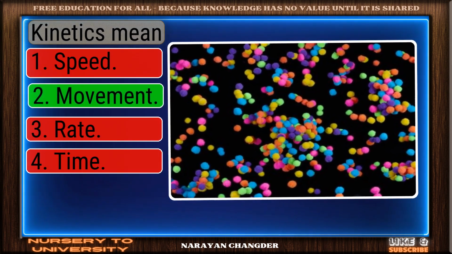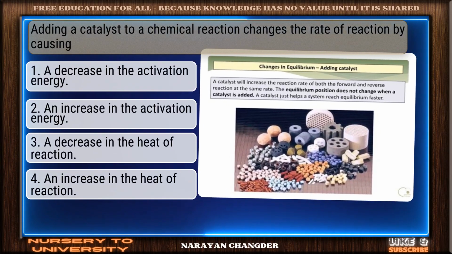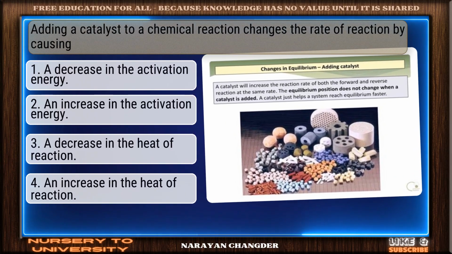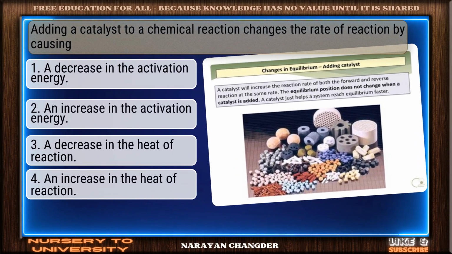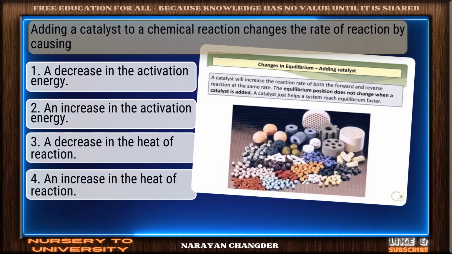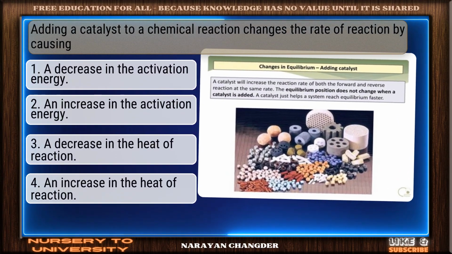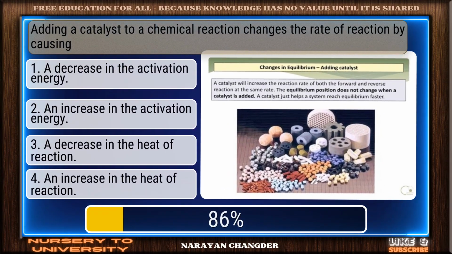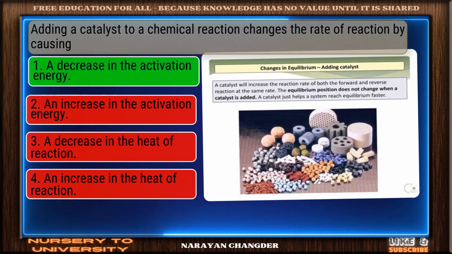You're on fire, movement. Adding a catalyst to a chemical reaction changes the rate of reaction by causing Option 1, a decrease in the activation energy. Option 2, an increase in the activation energy. Option 3, a decrease in the heat of reaction. Option 4, an increase in the heat of reaction. Perfect choice. A decrease in the activation energy.